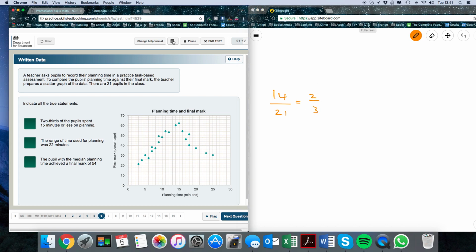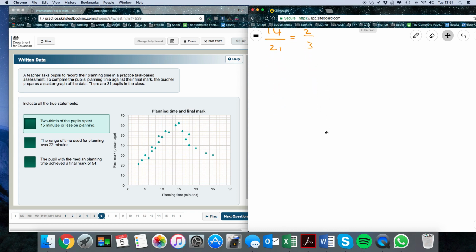If we simplify that, we would get 2/3. But if you're a little unsure on doing that, the best thing to do is to just do 14 divided by 21 on your calculator and you get that decimal and you copy it down. Then to compare it with 2/3, you put 2/3 in there and you get the same decimal, so therefore we can say that that's a true statement. I'm not going to be able to dwell on this too long because I shall run out of time in the test.